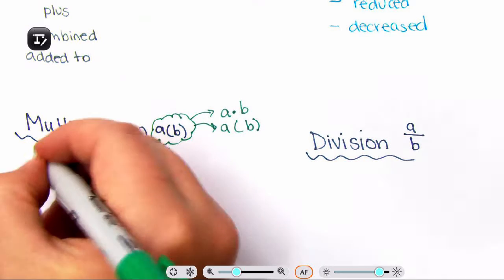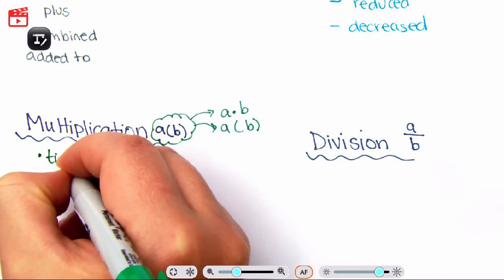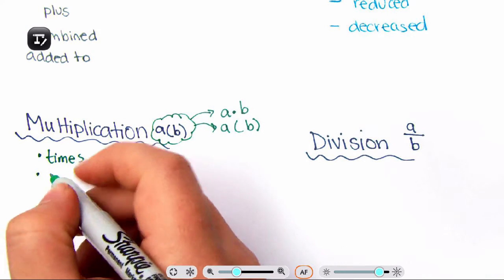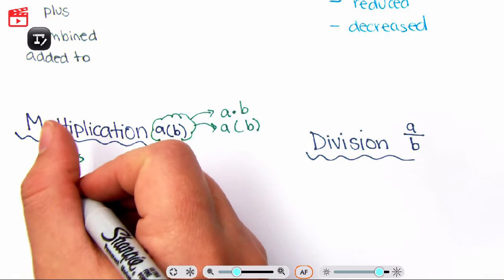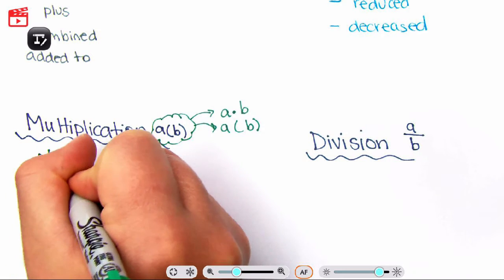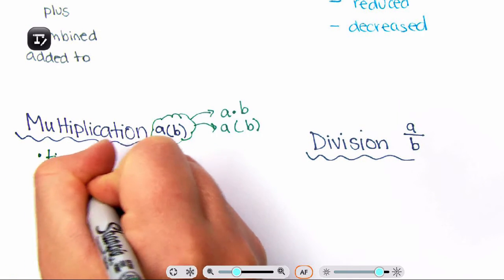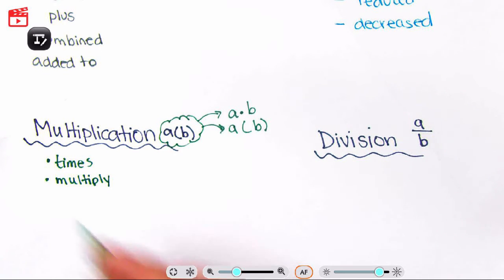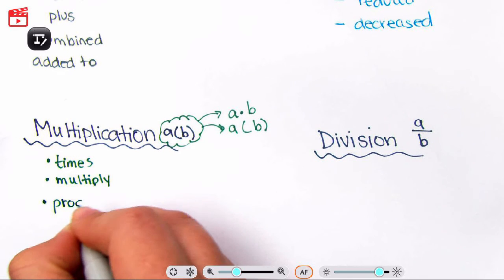Now, okay, so what are the key words? Times is one. 5 times 3. Another one can be used as multiply. Another thing can be product. If it's asking you what is the product of 3 and 5, that means you have to multiply.